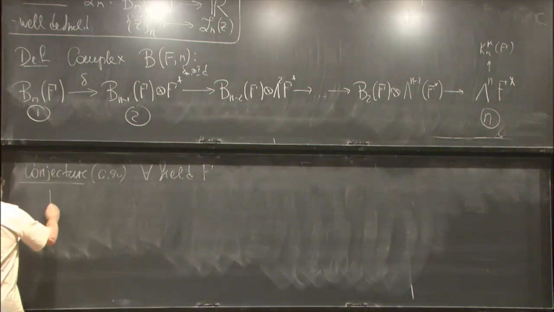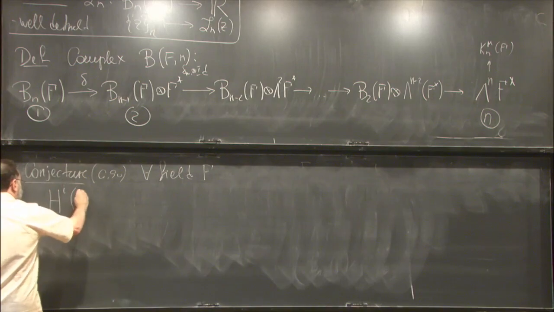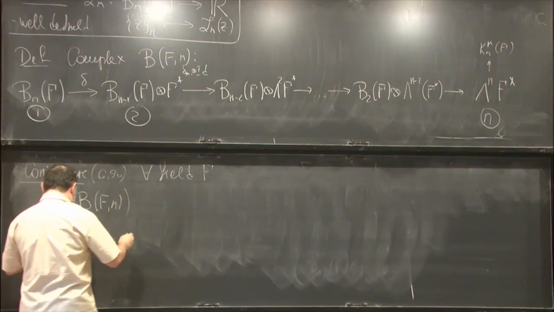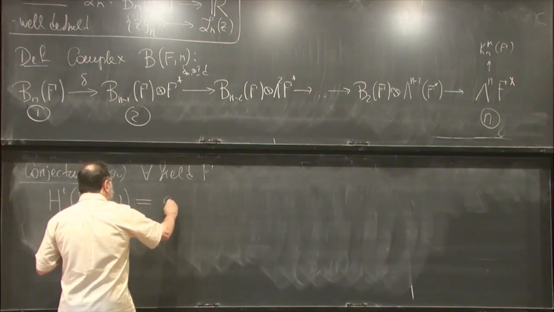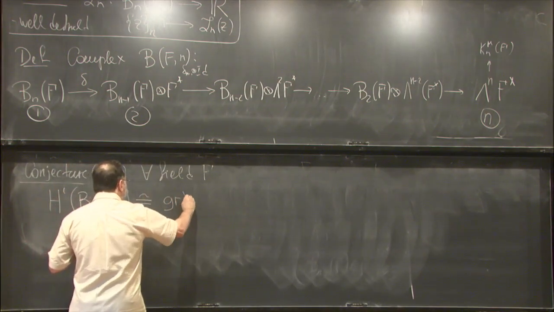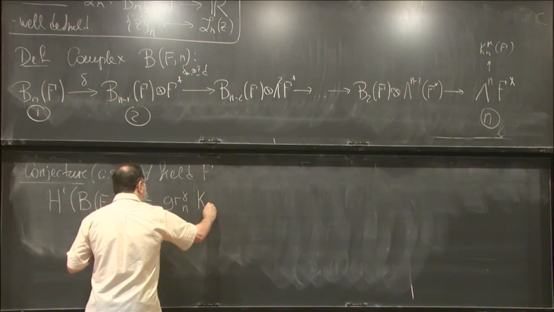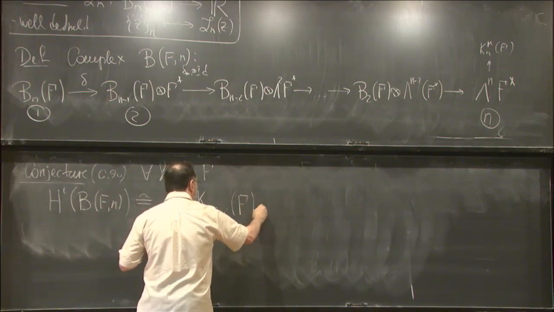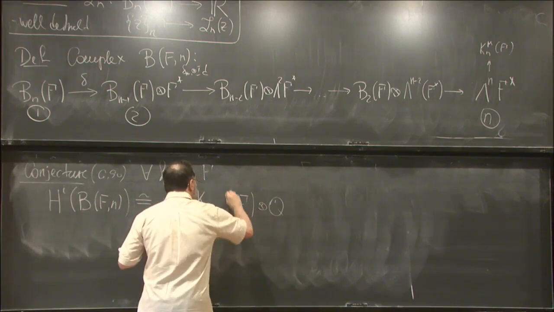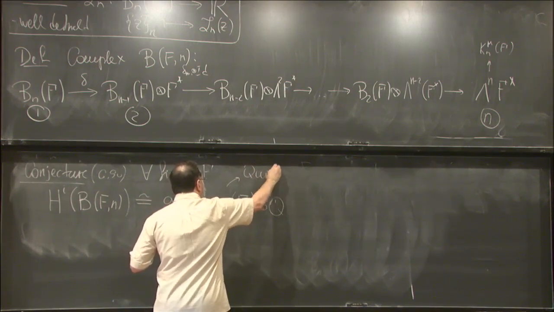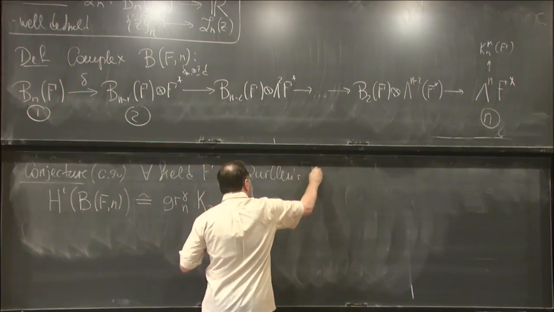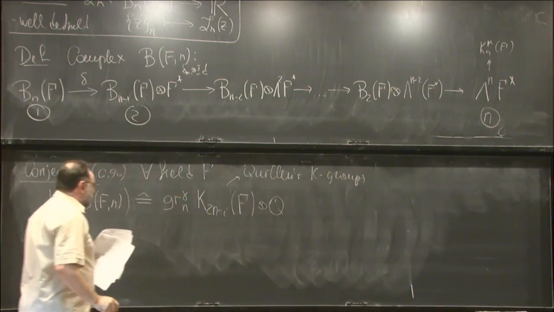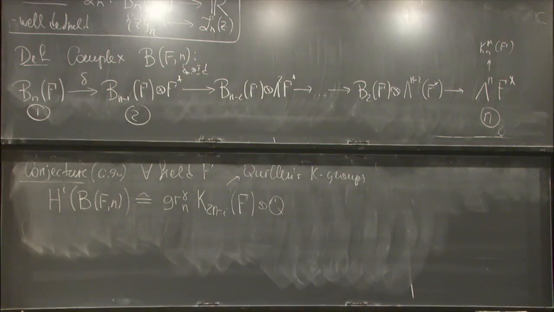if you take i-dimensional cohomology of this motivic complex, then they are not zero, but they are isomorphic to Gr_γ^n K_{n-i} of F_q. So this is equivariant K-groups. And this is the Adams filtration. So you associate some piece of equivariant K-group.